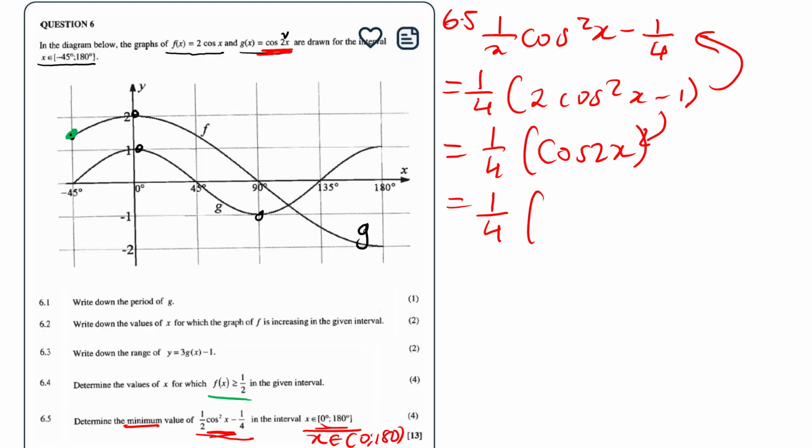The minimum value for cos 2x, it is g(x). Oh, this is g(x), not this one, sorry. Therefore the minimum value is negative 1. Therefore our answer is -1/4.